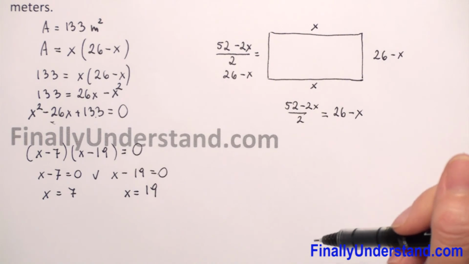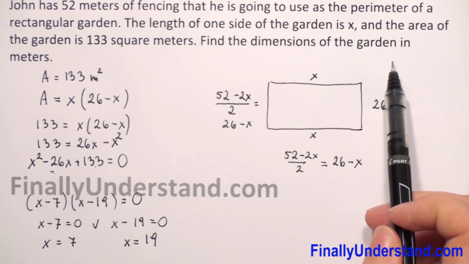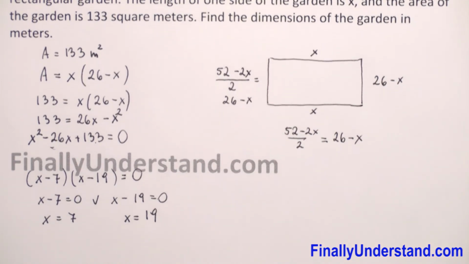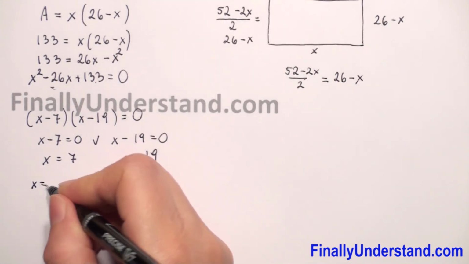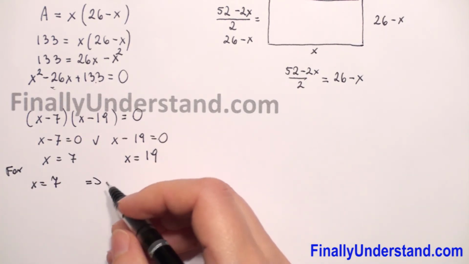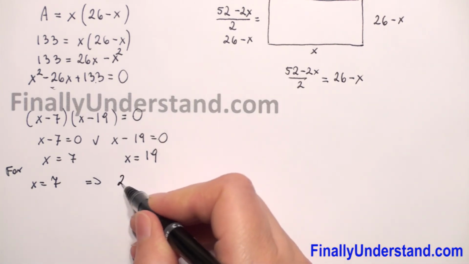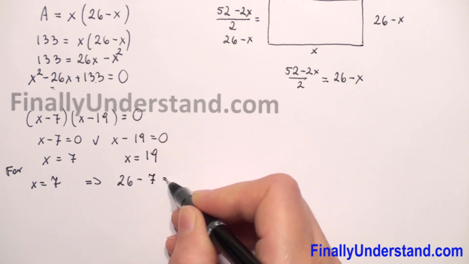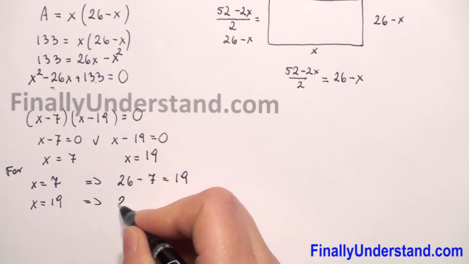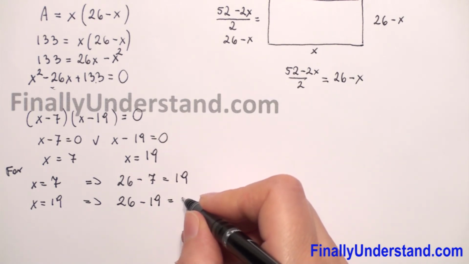We found x, but we have to find the dimensions of the garden in meters. So when we have one side, we have to calculate the other side. For x equals 7, what will we have? We substitute x by 7, so it will be 26 minus 7, which is 19, and for x equals 19, we have 26 minus 19, which is equal to 7.